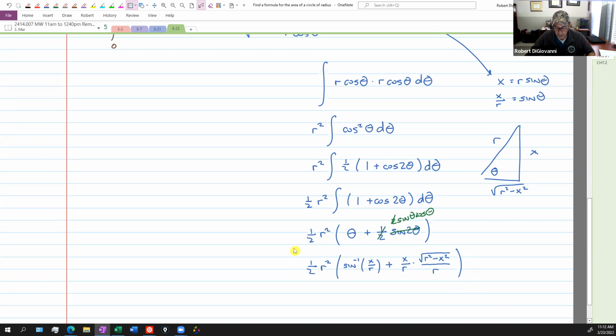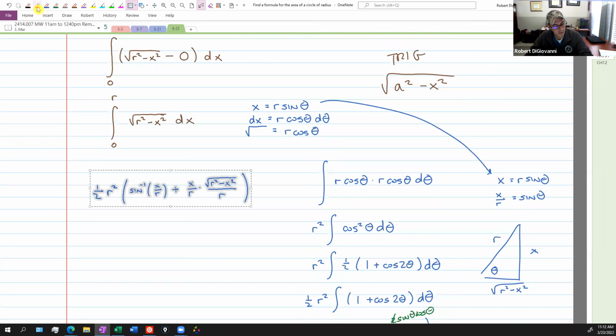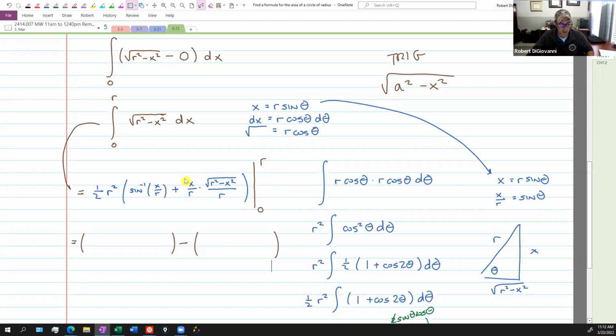So that's going to go, let me copy this. That's my antiderivative. So I'm back up here now. This up here becomes this, but evaluated at the two endpoints, 0 and R. So let's start by plugging in R first. And remember, we're plugging in R for what variable? For X, right? For X, everyone. So let's plug it in.